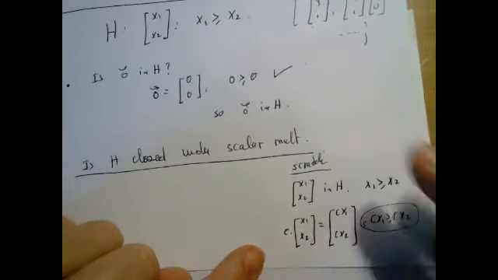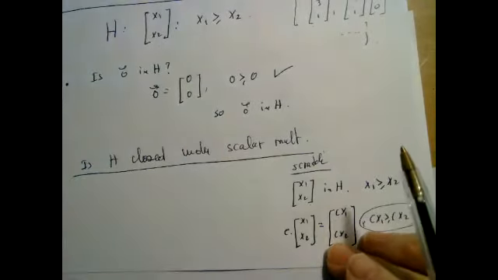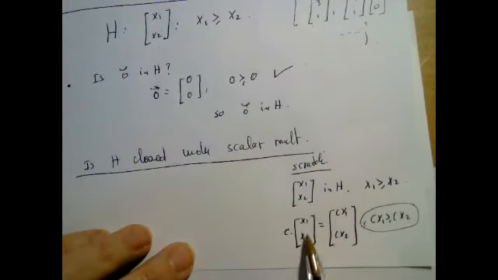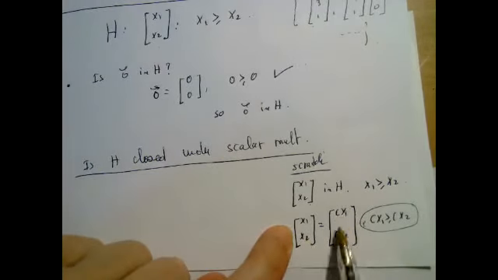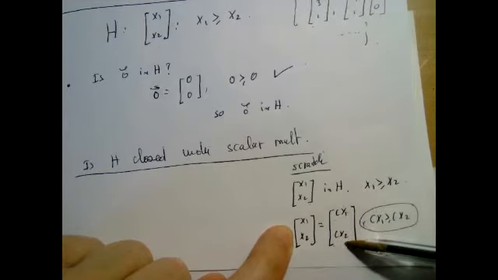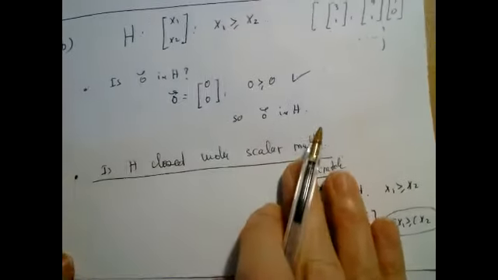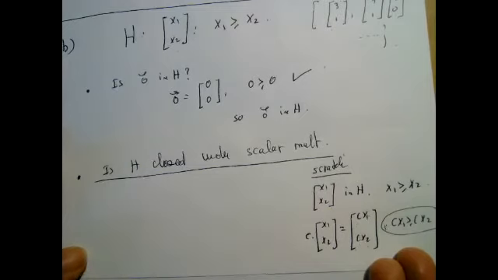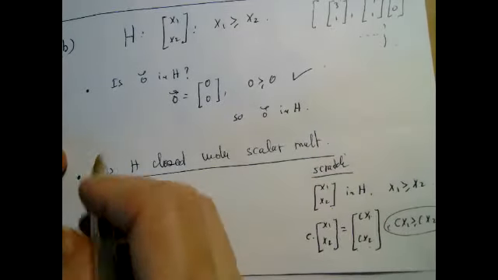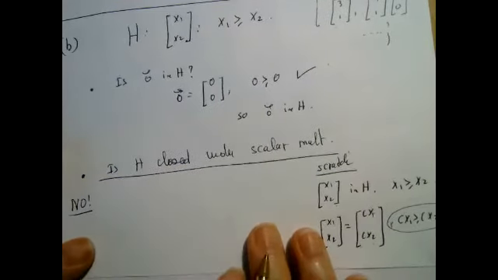What do you think? Necessarily? Okay, it's not, because a negative scalar will make it less. One of your classmates told me no, because if x1 is bigger than x2 and you multiply by a negative scalar, you're going to make the first component less than the other. It makes sense. So now, is H closed under scalar multiplication? After you analyze your problem, what are you supposed to give me? Not just a no, because a bare no will never satisfy. You have to give me an example.